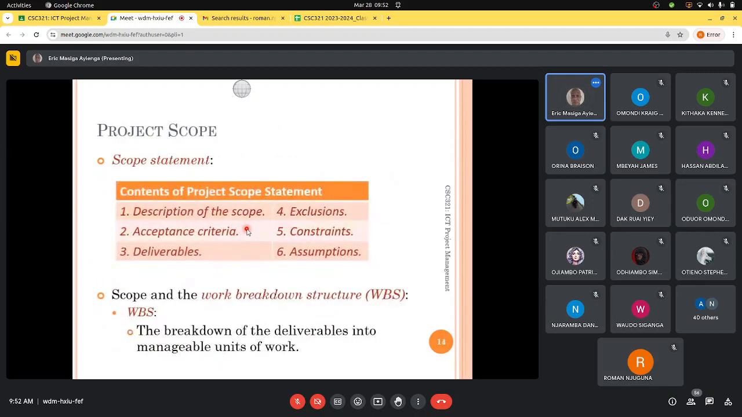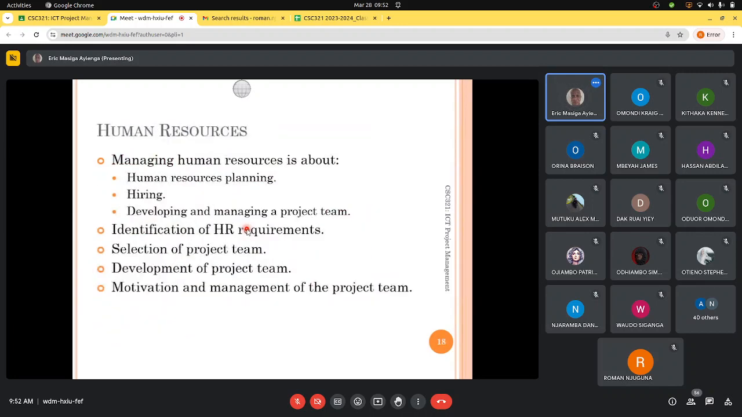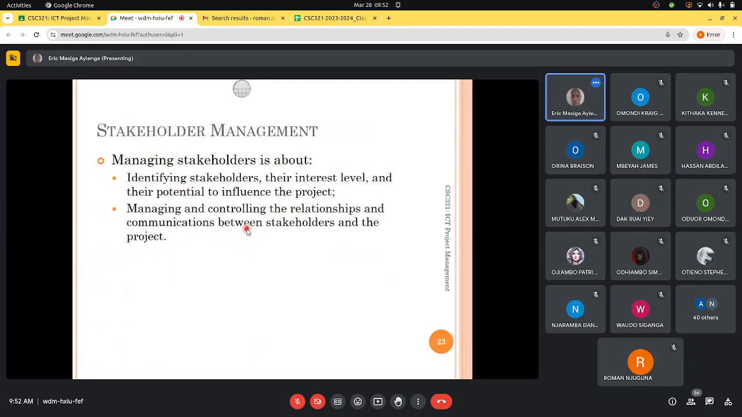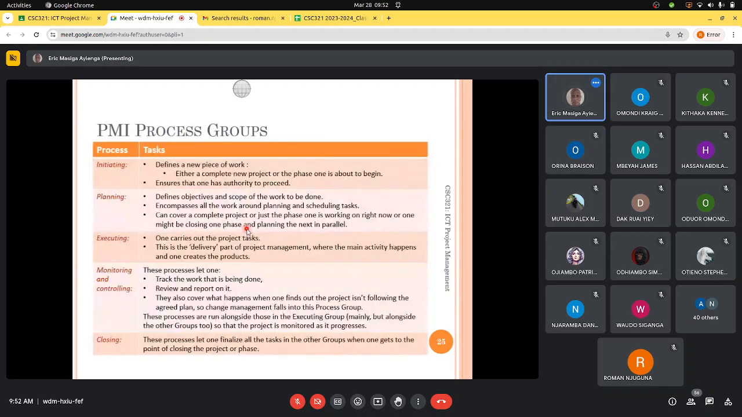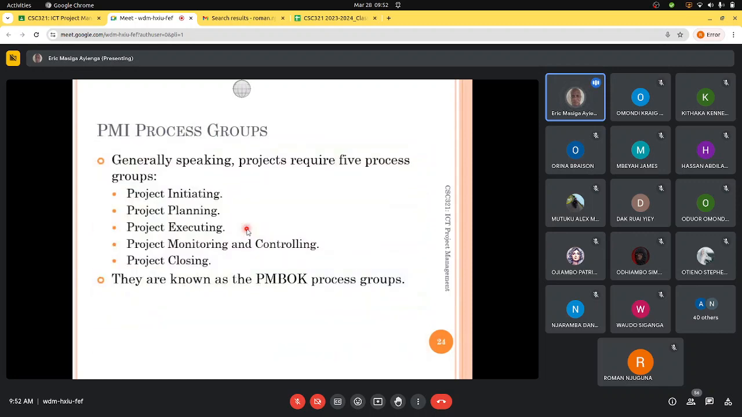Now, how are they practically implemented? Those are the knowledge areas. In other words, you need to know about them, but you also need to implement them. How do you implement them? You implement them through phases, because you are ending up with a product, but this product will have to go through various phases.